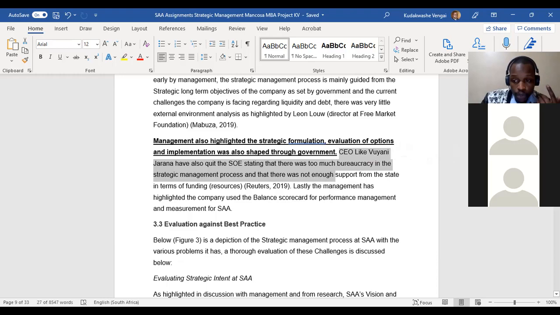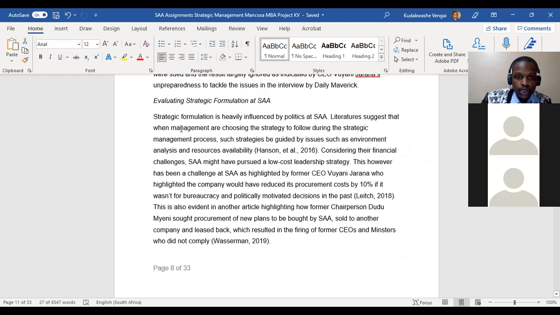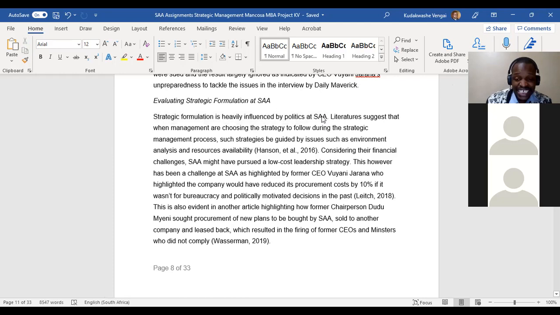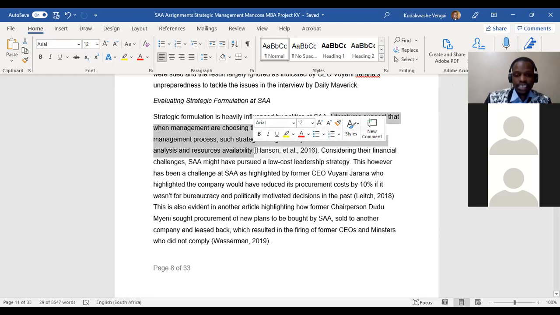Now, let's look at what my evaluation said over here. So this is my evaluation. Strategy formulation is heavily influenced by politics at SAA. That's a comment that I'm making. Remember, strategy formulation should be influenced by the environment. It should be a reaction to the environment. What is the environment that we've assessed? What solutions can we come up with to gain competitive advantage in the environment? So you can see here, literature suggests that when management are choosing the strategy to follow in the strategic management process, such strategies should be guided by the environment and resource ability, not politics. You see, now I'm highlighting that particular weakness of the organization.